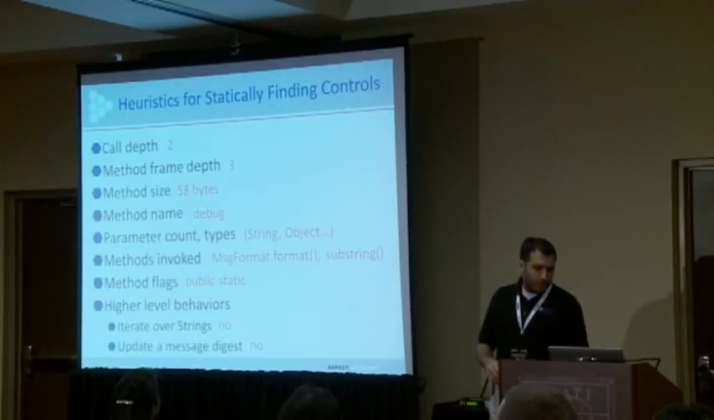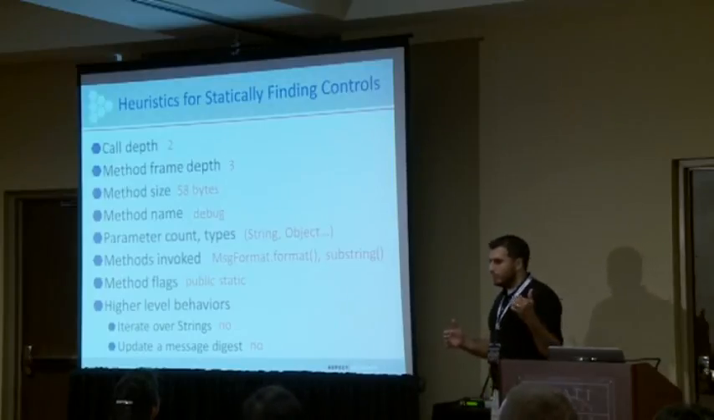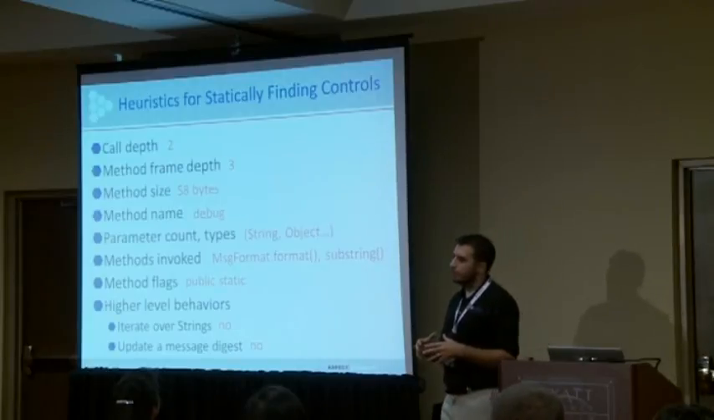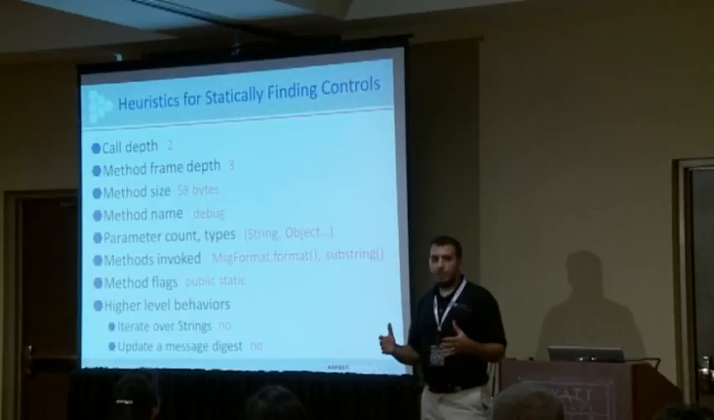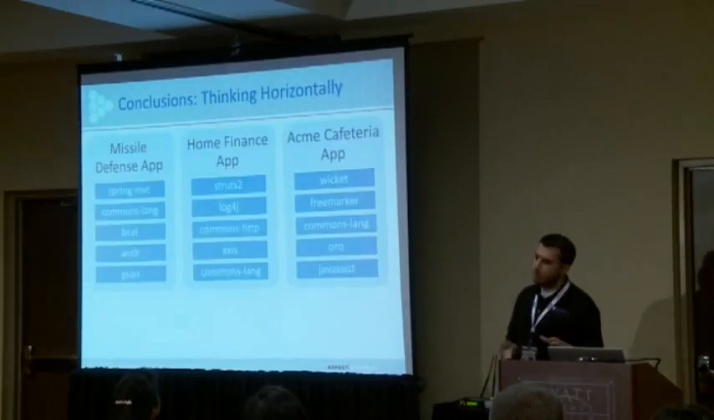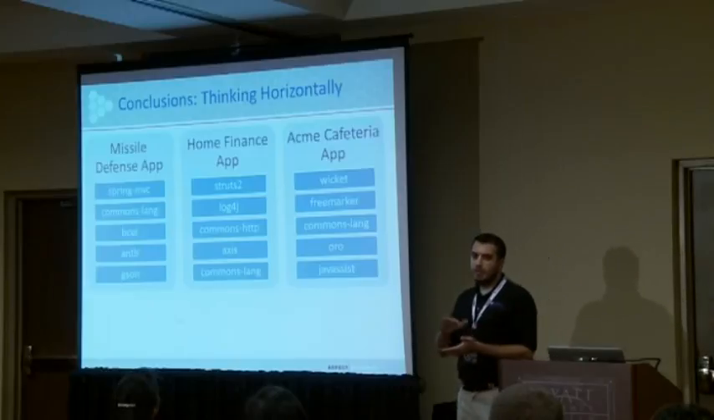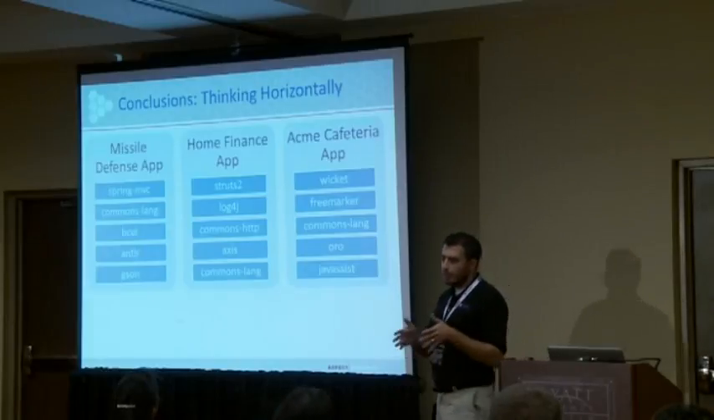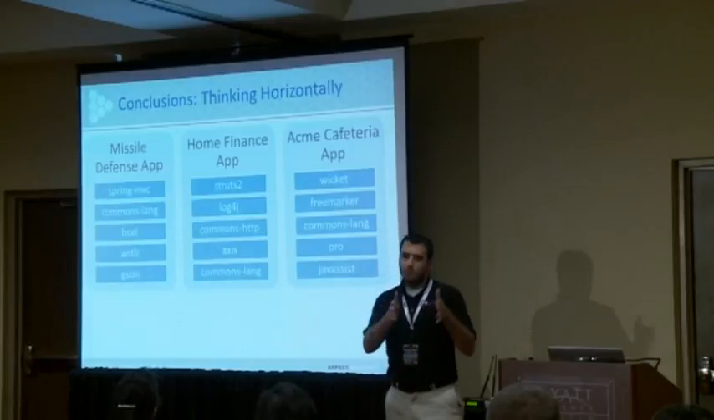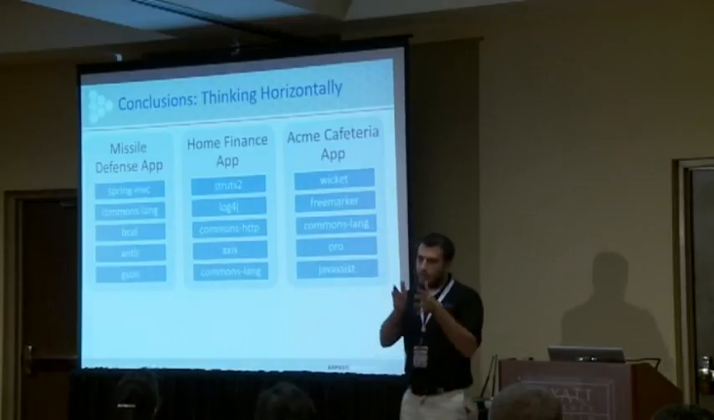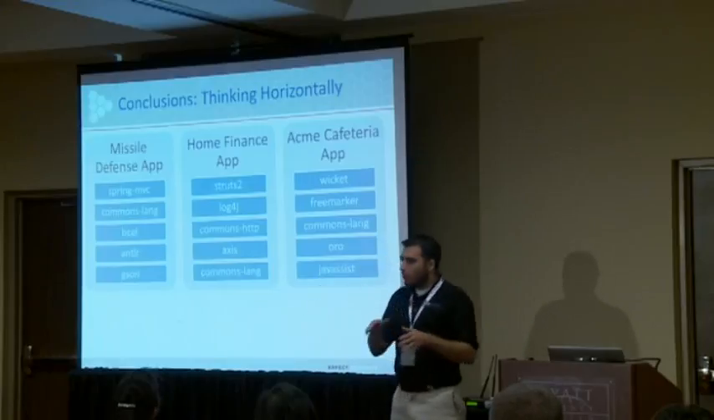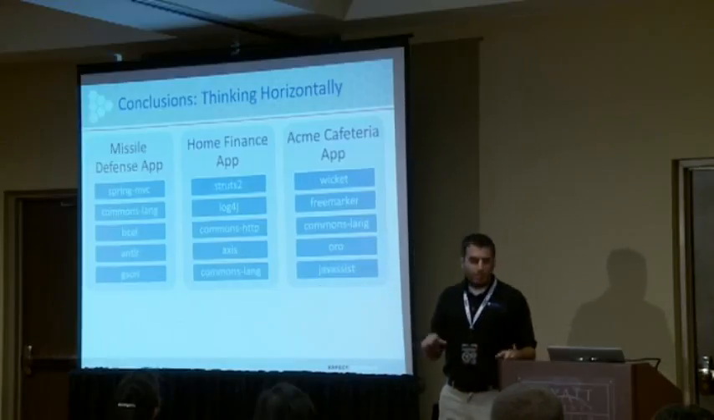So we ran this test on a very small subset of the Central Repository, Maven. And we got really great results. So I want to encourage people to start thinking more horizontally like that. When I say horizontally, I think most of the industry is focused on thinking vertically. Each app is its own stovepipe, and we're analyzing one app at a time. And I'm doing one, he's doing one, they're doing one. But the horizontal winds percolate up.